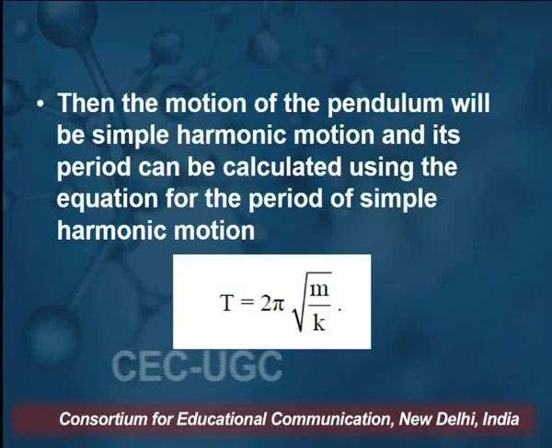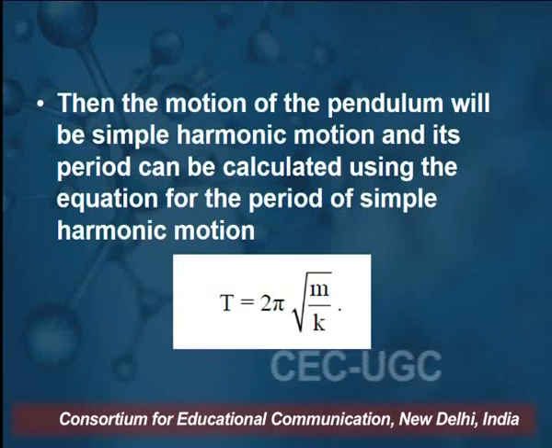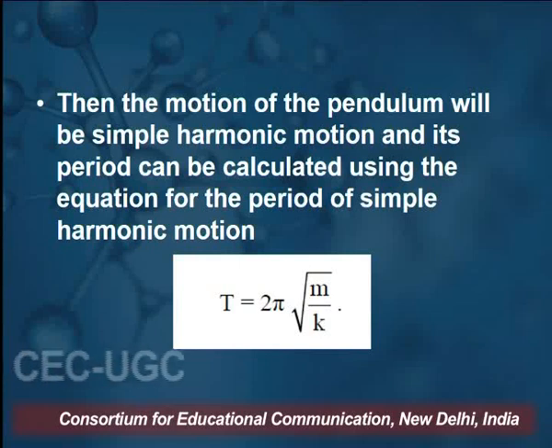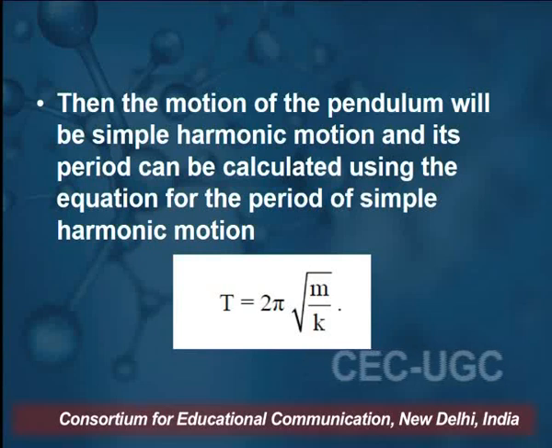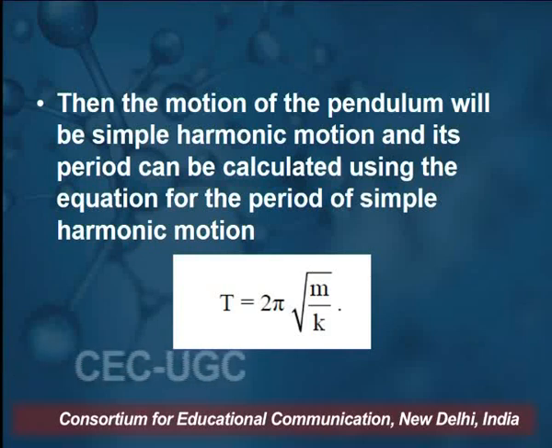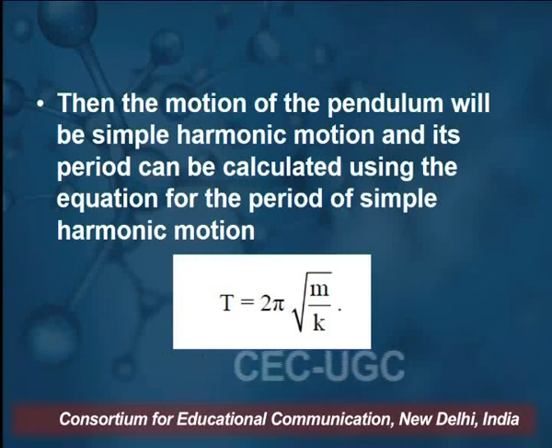And next, the motion of the pendulum will be a simple harmonic motion, as we know, and its period can be calculated by using the equation given below, which describes simple harmonic motion. Then T is equal to 2 pi root of m by k.